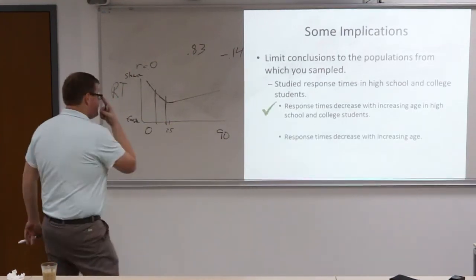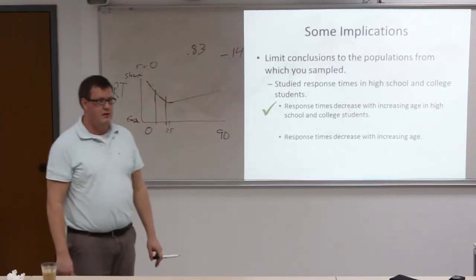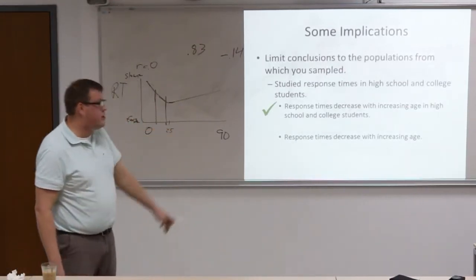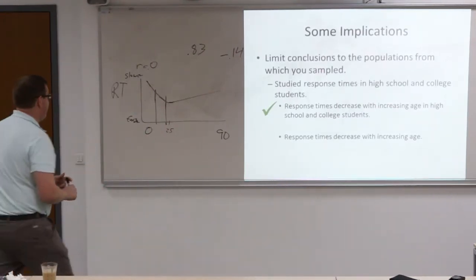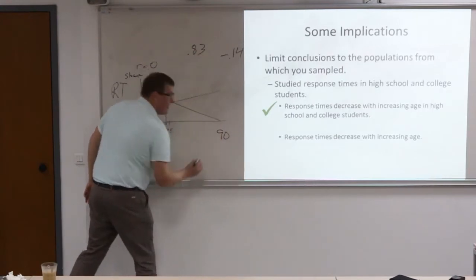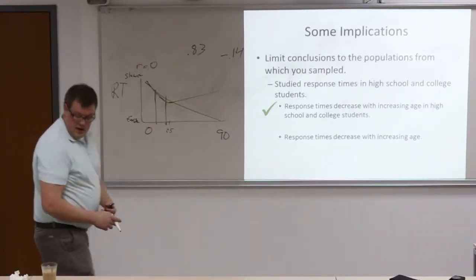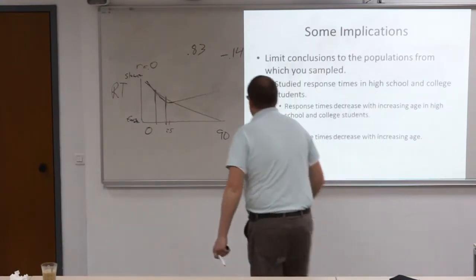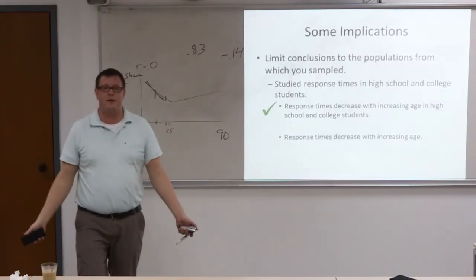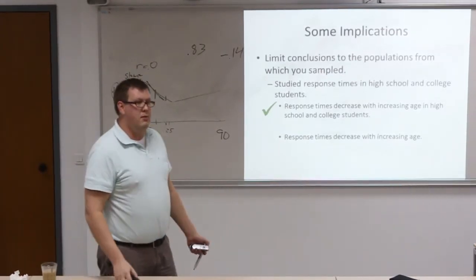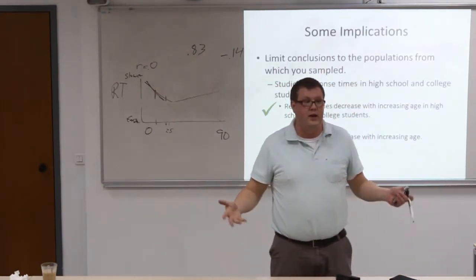Now, this, I think, is not the appropriate conclusion to make, right? Response times decrease with increasing age, regardless of the age, which would just be suggesting something like that. So we need to make our claims about the population based on the population that we're actually sampling. This is a problem for some research because a lot of psychological research is done on what age people.